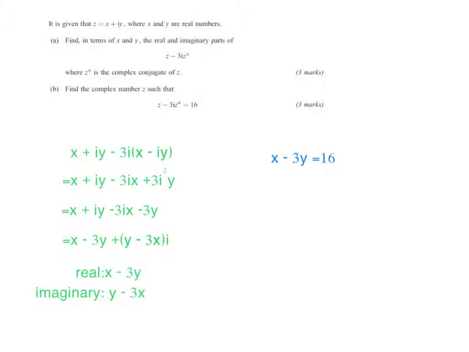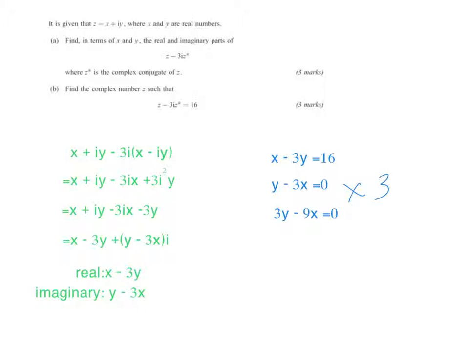And then the imaginary part of the left hand side is y minus 3x, and there isn't an imaginary part on the right hand side, so that would be 0, so we'd have y minus 3x equals 0. And now we have two equations, two unknowns, so we can solve them simultaneously. So I'm going to times the bottom one by 3, to get 3y minus 9x equals 0.